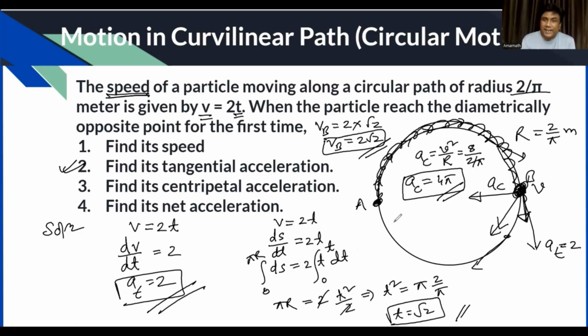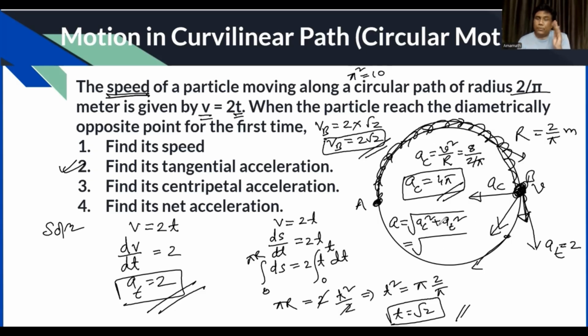So what will be the net acceleration? Net acceleration is under root AC square plus AT square. Under root AC square means 4 pi square. Remember, pi square value you can take 10 also. No problem. Pi square is nearly always equal to 10 only. Okay.